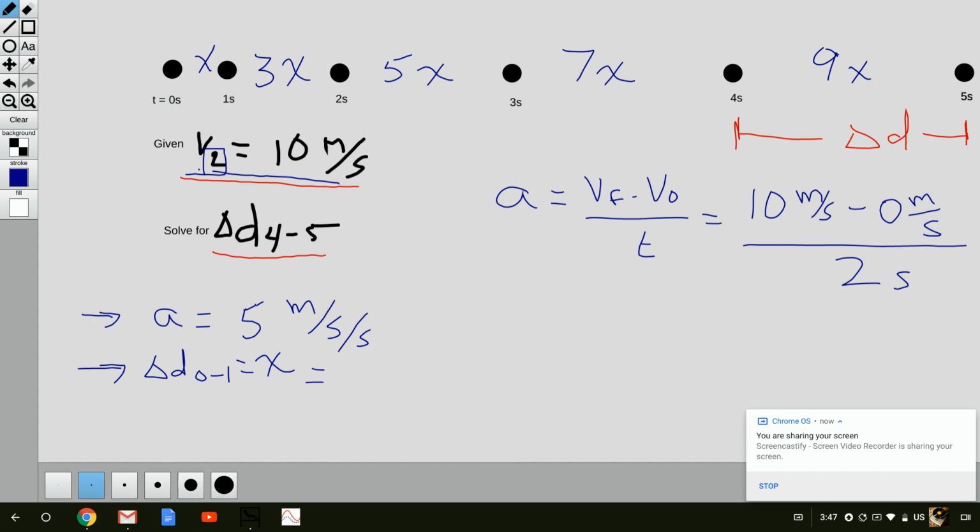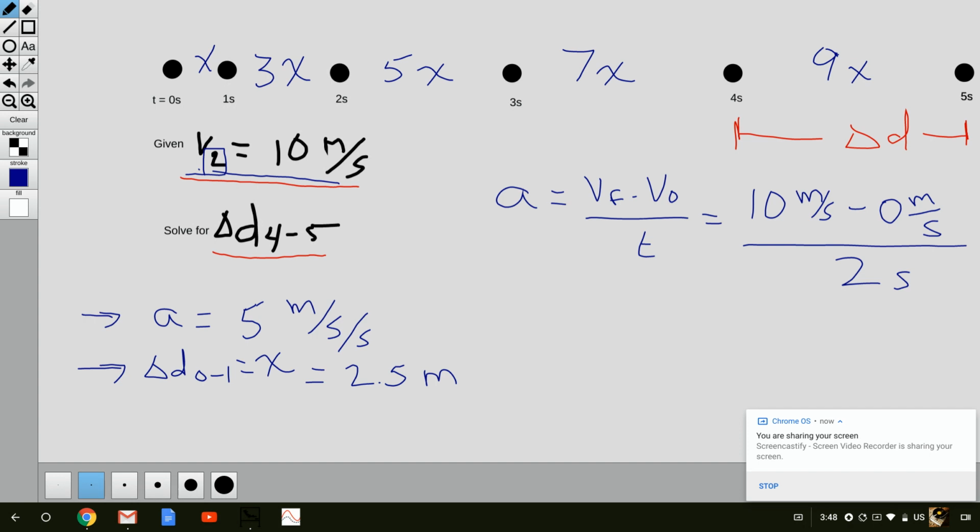All right, now, you know there's a relationship between the acceleration and X. That relationship is that the acceleration is always double X. So that means that X is 2.5 meters. All right, so we've done a couple of steps here and we have found A, we have found X, and now we are ready to look at our problem.